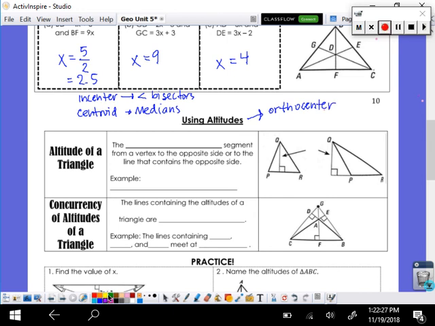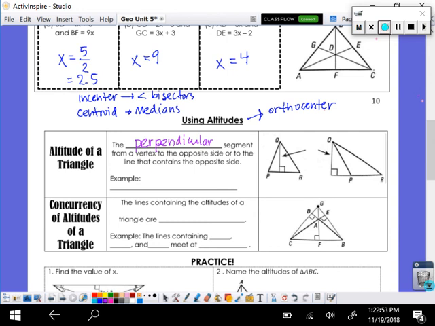But honestly, altitudes don't have any special properties. We're not going to see any cool relationships. An altitude is just the perpendicular segment. We will write out the word perpendicular segment from a vertex to the opposite side or to the line that contains the opposite side. So your altitude can be inside or outside of your triangle.